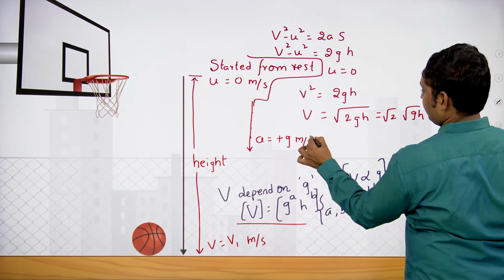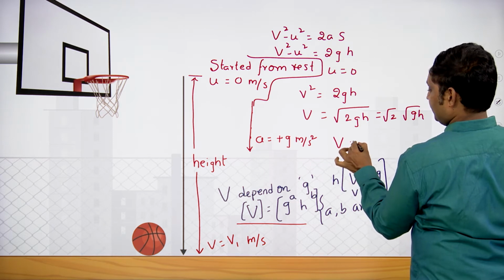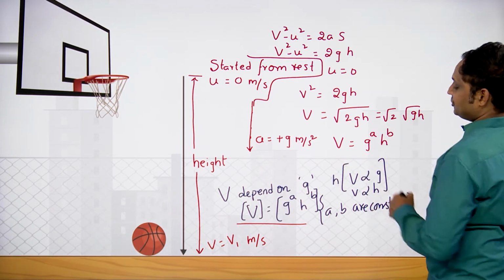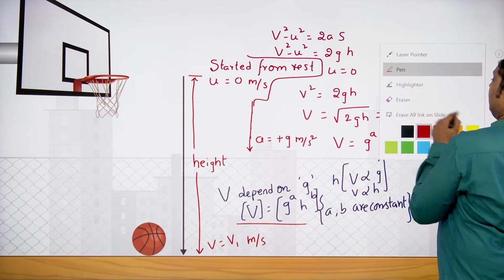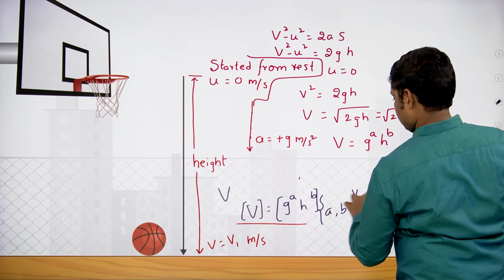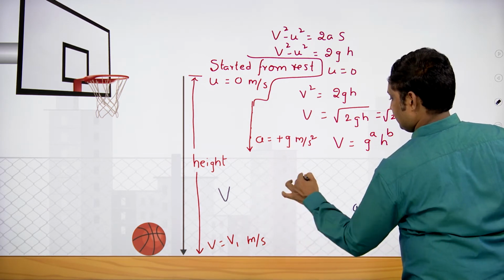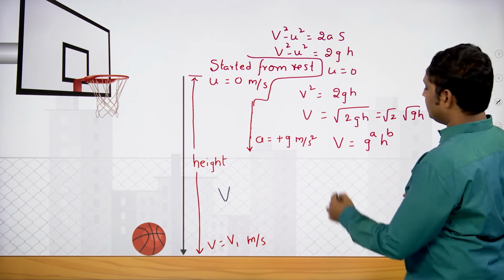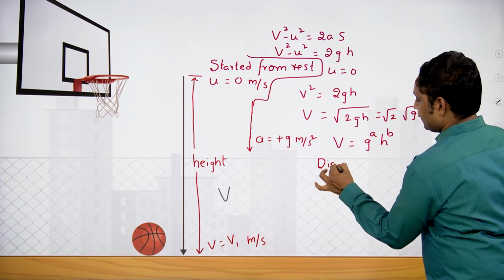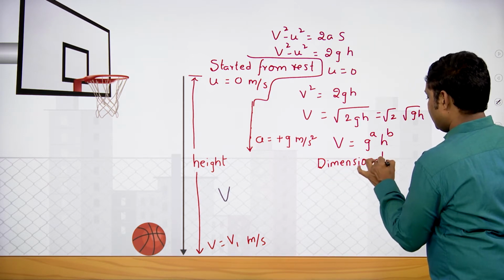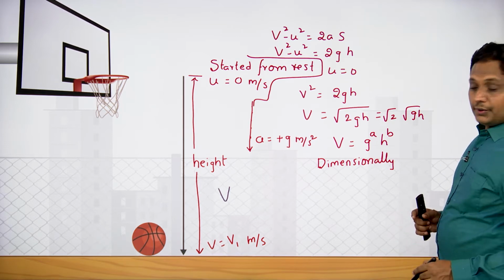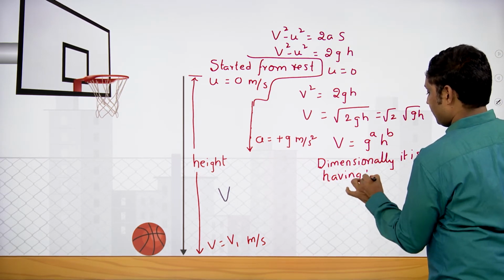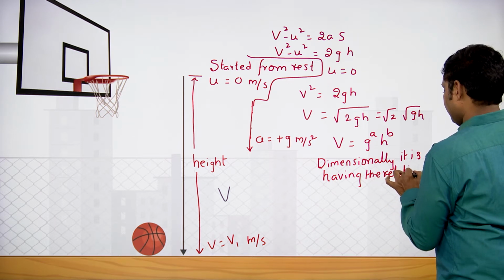Now we can take that v is equal to g power a and h power b. Dimensionally, we would like to verify this relation. What can you write here? Verify dimensionally. It is having the relation.